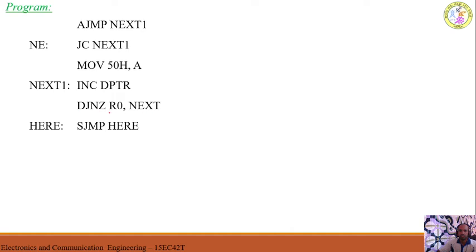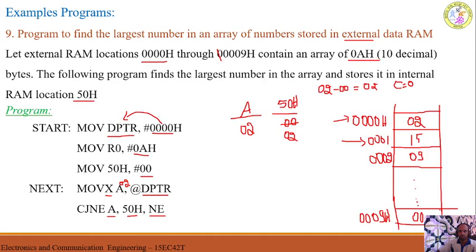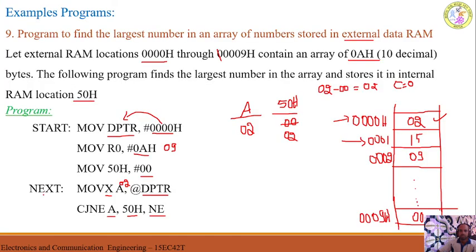DJNZ R0, next. R0 is the counter. So it will decrement by 1 time. This becomes 09. 1 data I have already checked. Still 9 data are left. Okay, R0 and next. Once again come here.